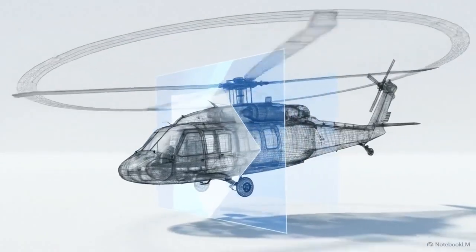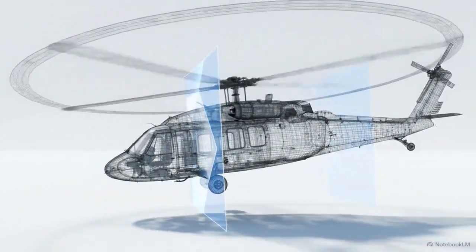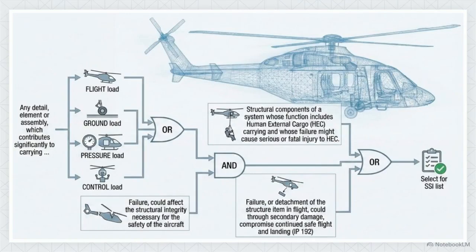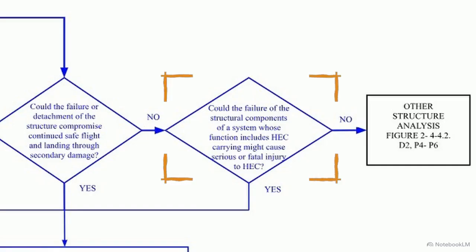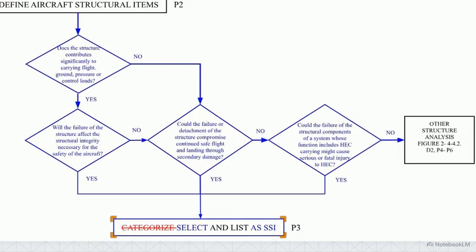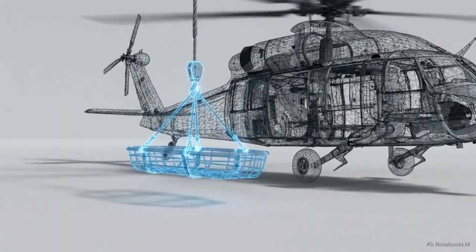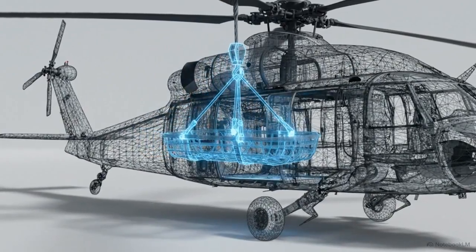Volume 2 specifically adapts this visual logic architecture to accommodate the unique aerodynamic and mission-specific operational needs of modern rotorcraft. The rotorcraft diagram begins with the same load assessment and secondary damage nodes. For most components, the path is identical to the fixed-wing model. However, Volume 2 logic includes a third decision node for human external cargo. Items lacking primary load or secondary damage risks aren't dismissed until clearing this gate. Components necessary for HEC safety route directly to the SSI list. Only items yielding 3 negative answers become other structure. Integrating HEC requirements into the visual flowchart ensures that these mission-critical components are systematically captured in the safety analysis.